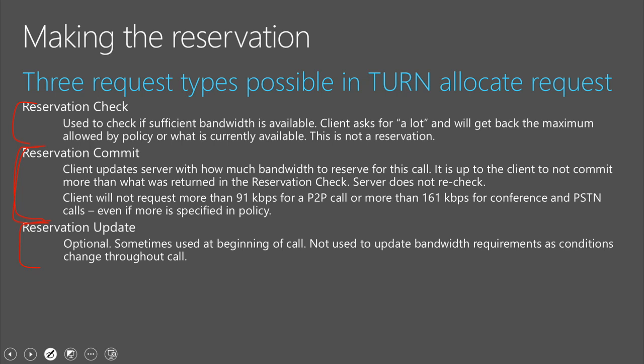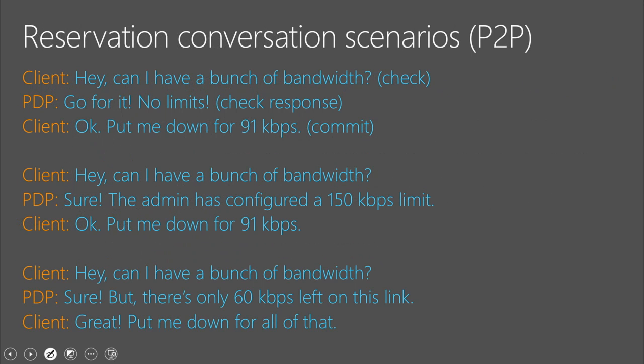And the client has some upper limits as to what it will commit. So the conversation goes like this. The client says, hey, can I have a bunch of bandwidth? That's the check. In the response to that check, the server will tell the client how much there is. And it might say, oh, there's no limits, there's no restriction on that link. So for a peer-to-peer call, the client will say, all right, I'm glad there's lots of bandwidth.